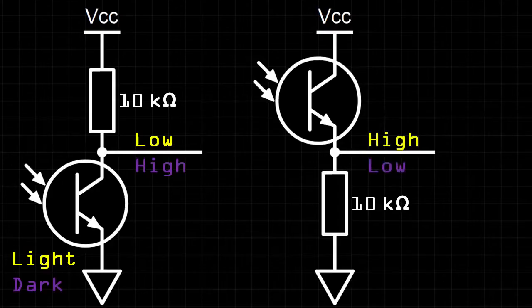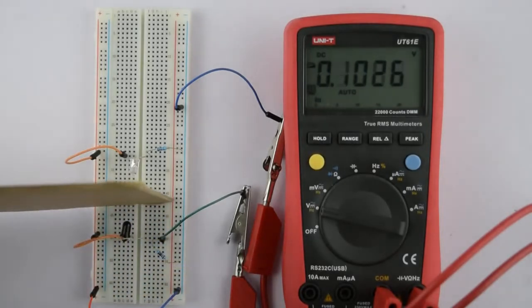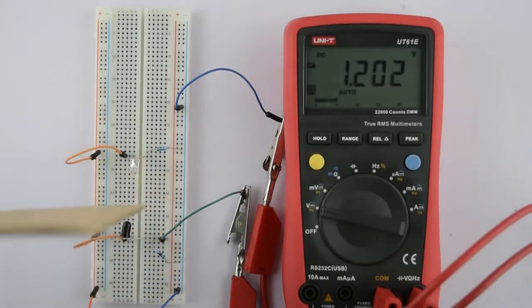Let's see how this works. Here I have a phototransistor pointing at an infrared LED which has its collector connected to about 5.1 volts. I've set up the multimeter to read the output voltage of the voltage divider. When there's nothing blocking the phototransistor, we get a high output of roughly 5 volts. And when we block the infrared light, we get a low of about 0.1 volts.